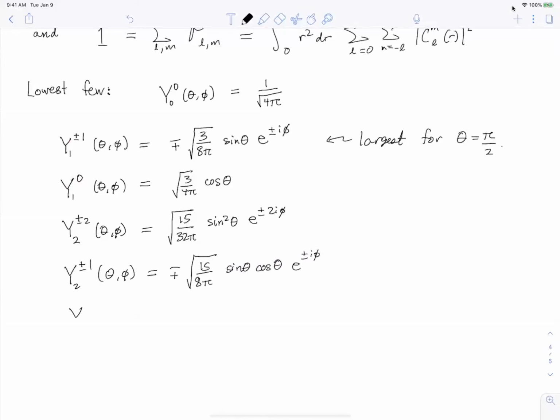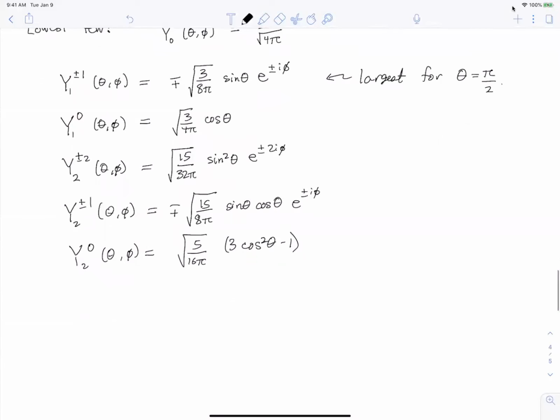And then finally, Y_20 of theta and phi is the square root of 5 over 16 pi, times 3 cosine squared theta minus 1. You just get that by doing the theta derivatives. And of course, it has no phi dependence.